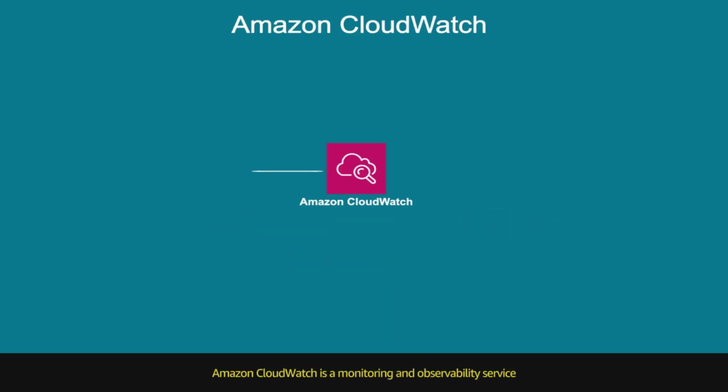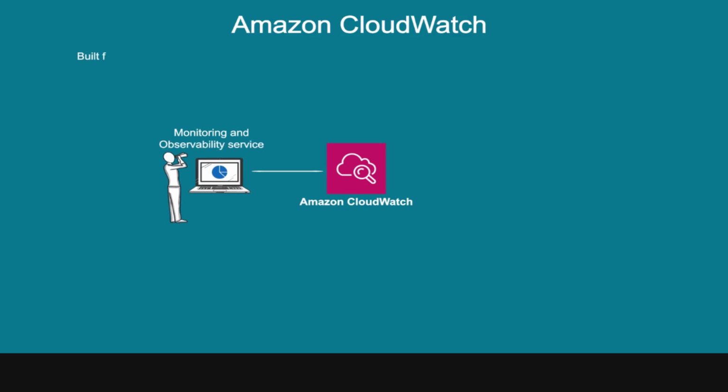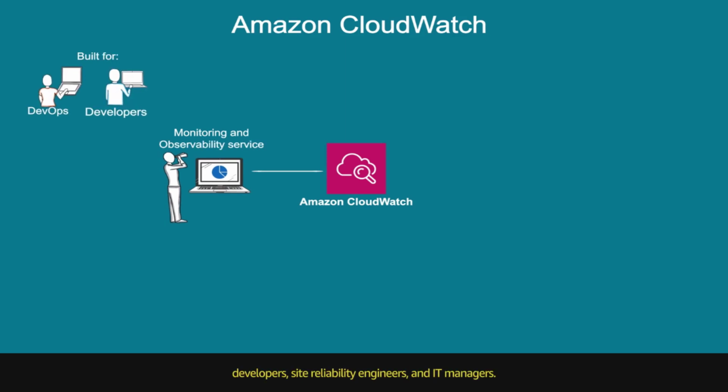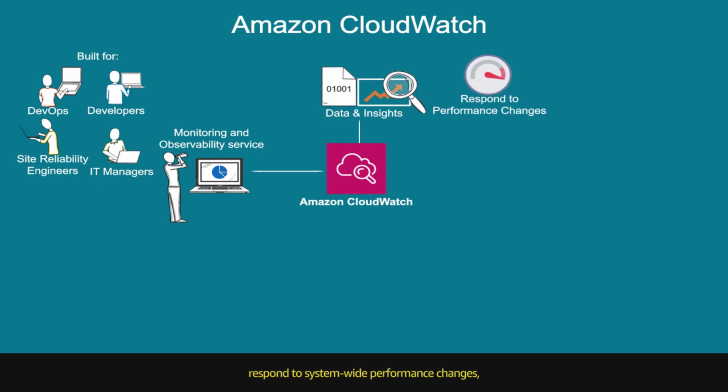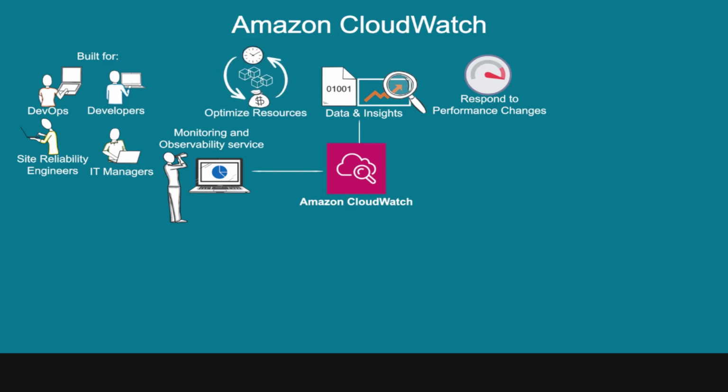Amazon CloudWatch is a monitoring and observability service built for DevOps engineers, developers, site reliability engineers, and IT managers. CloudWatch provides you with data and actionable insights to monitor your applications, respond to system-wide performance changes, optimize resource utilization, and get a unified view of operational health.